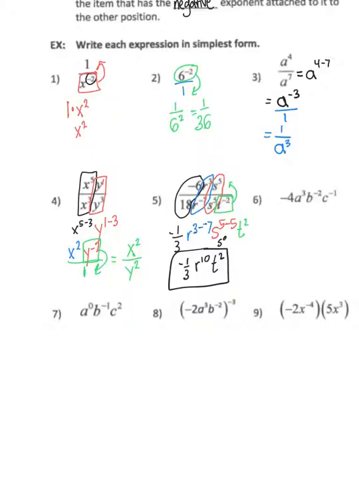Okay, number 6. I have no like bases to combine, but I have these negative exponents on my b and my c. So if all of this is over 1 right now, I'm going to take both of those and bring them to the bottom of my fraction. So that leaves me with negative 4a to the third all over b squared and c to the positive 1, which is just c.